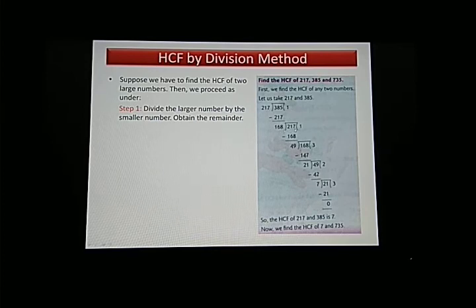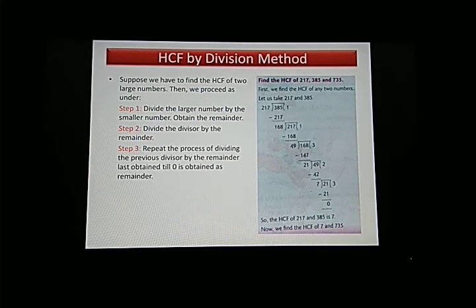Now next, whatever will be the remainder, that will now turn to the divisor. And whatever was there as the divisor earlier, that has to be divided now. Clear? Divide the divisor by the remainder. Yes, that is what we need to do. Again we'll get a remainder. Then the same thing continues, this process will repeat until we get a remainder of 0. Clear? Now how to find the HCF?